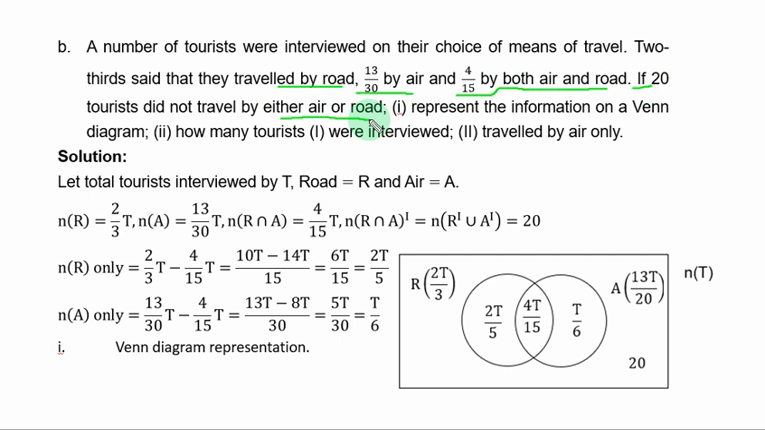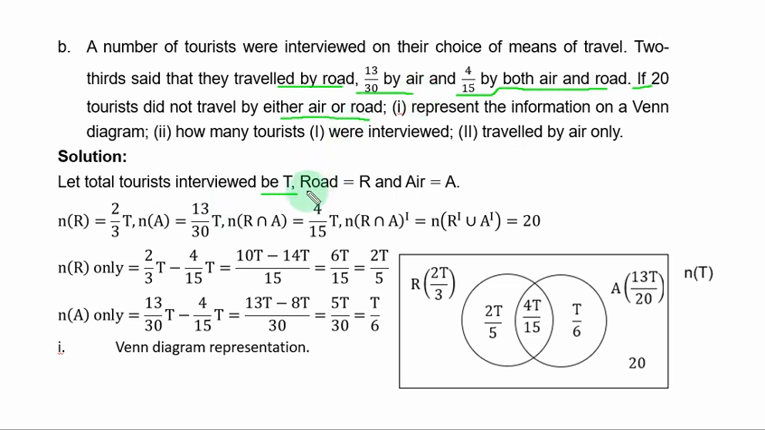(i) Represent the information on a Venn diagram. (ii) How many tourists (part 1 of 2) were interviewed? Part 2 of 2: how many traveled by air only? Solution: let total tourists interviewed be T.